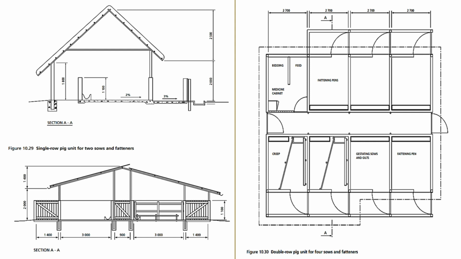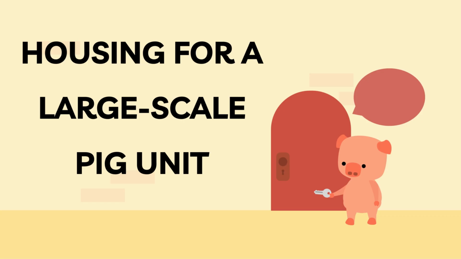Roof gutters aid rainwater drainage or collection for pig drinking water. Additional security measures, such as rails, enhance safety without impeding ventilation. Both designs can expand by adding fattening pens alongside farrowing pens. Housing for a large-scale pig unit.